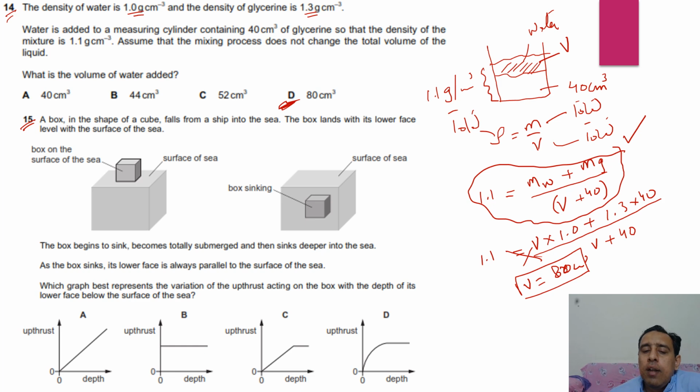In this question, look here. This is a box on the surface of the sea, and then this box is going to sink inside. The box begins to sink and becomes totally submerged, deeper into the sea. As the box sinks, the lower face is always parallel to the surface. Which graph best represents the variation of the upthrust? Upthrust is because of the change in the pressure. So when it is inside, this height is always the same. So the pressure difference is the same, meaning the upthrust is the same.